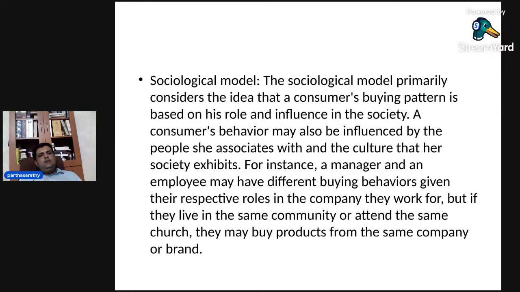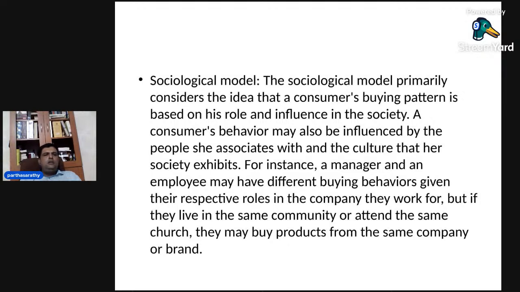So next one is the sociological model. The sociological model primarily considers the idea that the consumer buying pattern is based on his or her role and influence in the society. Consumer behavior may also be influenced by the people she associates with and the culture that her society exhibits.